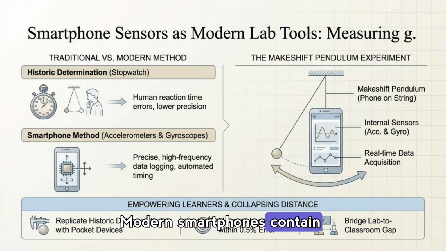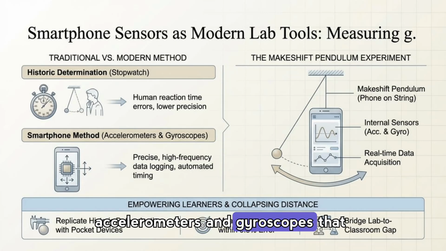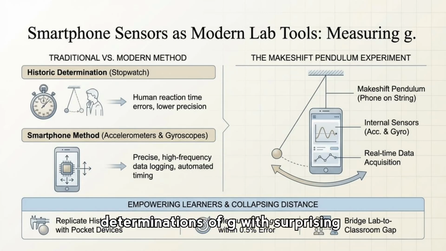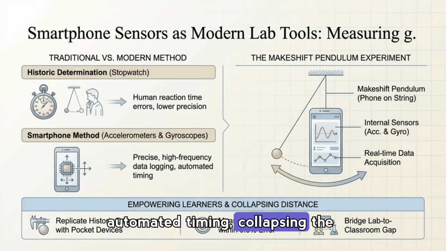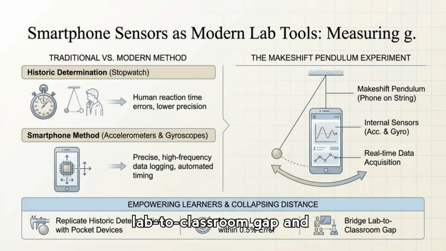Modern smartphones contain accelerometers and gyroscopes that let learners replicate historic determinations of g with surprising precision. The makeshift pendulum experiment on this slide shows real-time data logging and automated timing, collapsing the lab to classroom gap and empowering students to measure local gravity within small error margins.